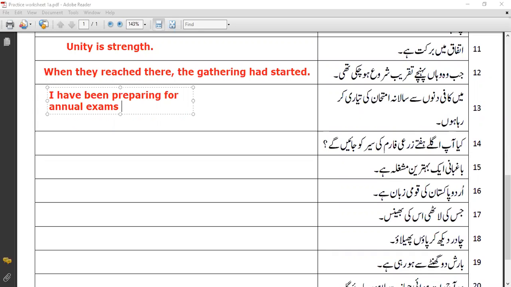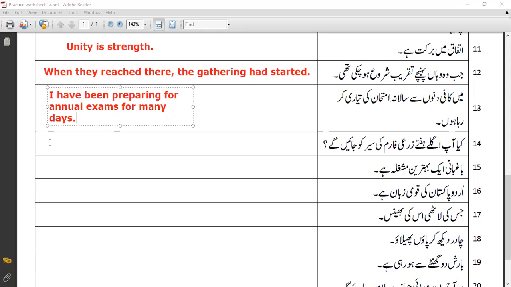Now see, there are two things over here which you need to remember. Okay, and those two things are, one thing is how to use since and how to use for. As we have discussed earlier, you use since when a specific time, starting time is given, but here the starting time is not given. All right, it can be many days, it can be 10 days, it can be 20 days, it can be 2 weeks. So in that case, you have to use for when you don't have a specific starting time mentioned. So I have been preparing for annual exams for many days. All right, this is how you translated.